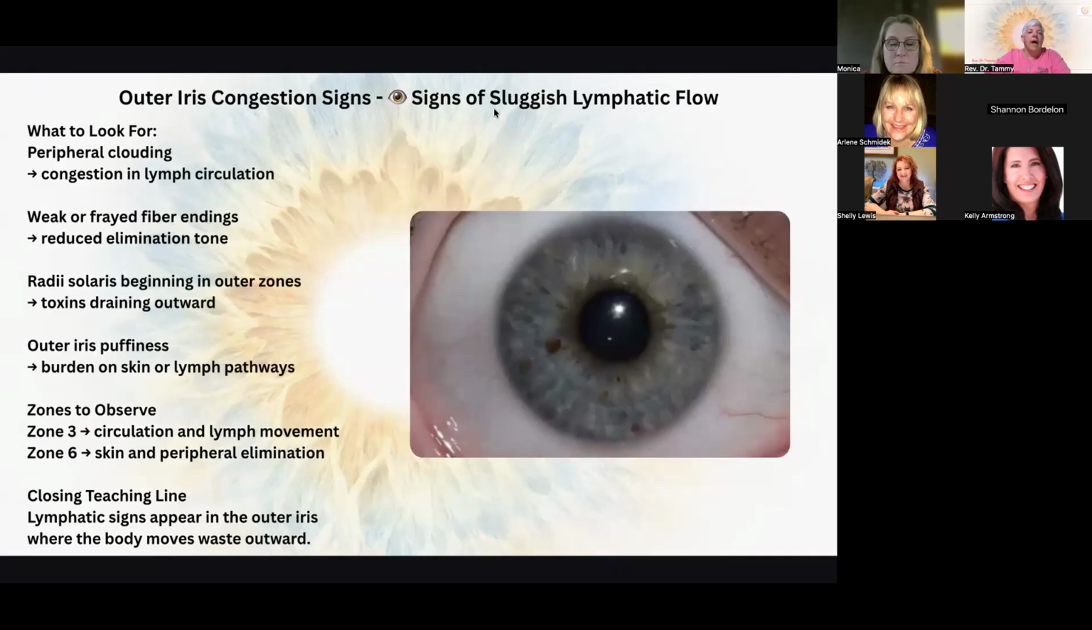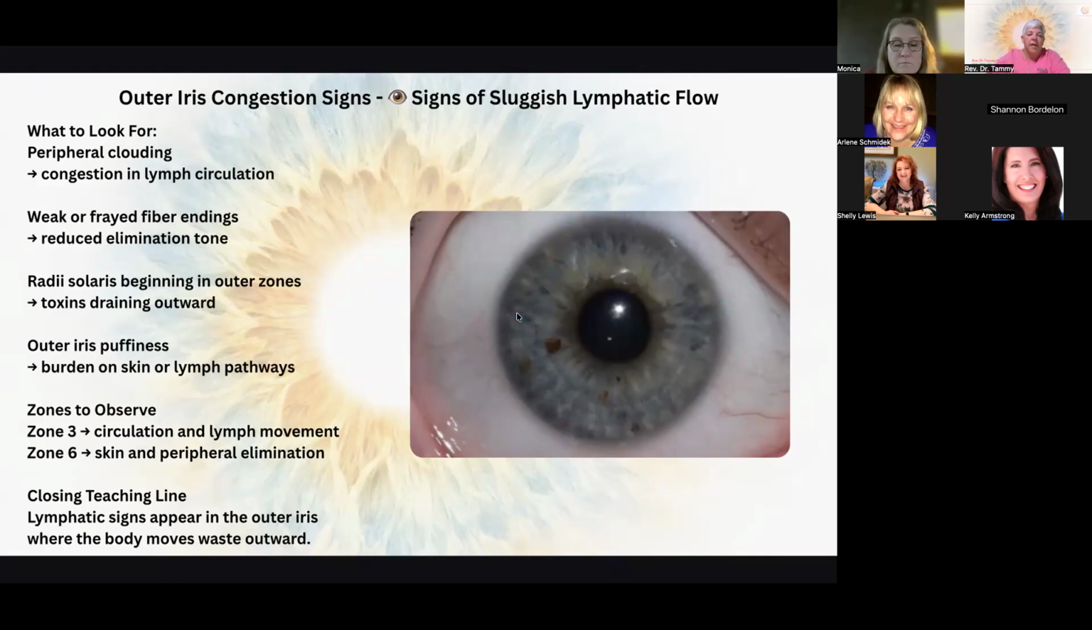All right. Outer iris congestion signs. What to look for: peripheral clouding, congestion in the lymph circulation. So again, we've got a little bit of congestion in lymph going on here. Weak or frayed fiber endings, especially right here. We've got some weak and frayed. These are a little bit frayed here.